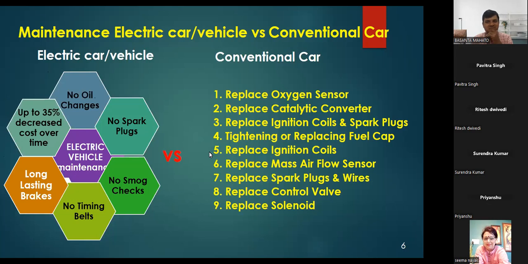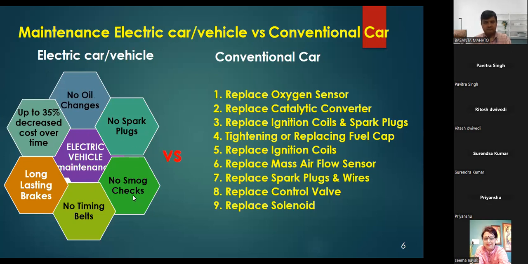So this is the difference between the electric car or electric vehicle and a traditional vehicle. So in case of the traditional vehicle, we use the sensors, oxygen sensors to sense the oxygen level, catalytic converter, ignition coils, and fuel tank, fuel supply system, mass airflow sensors, spark plug, and wires, control valves, solenoids. So these additional accessories are required in the conventional vehicles.